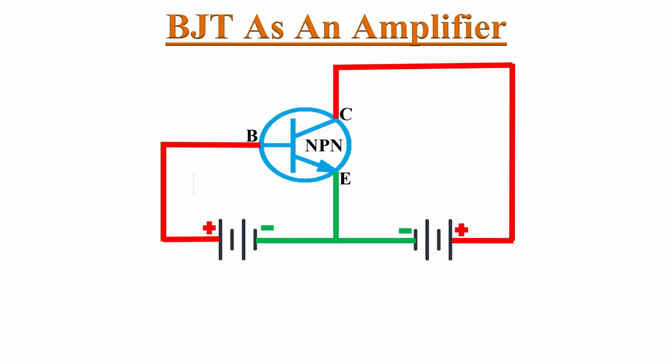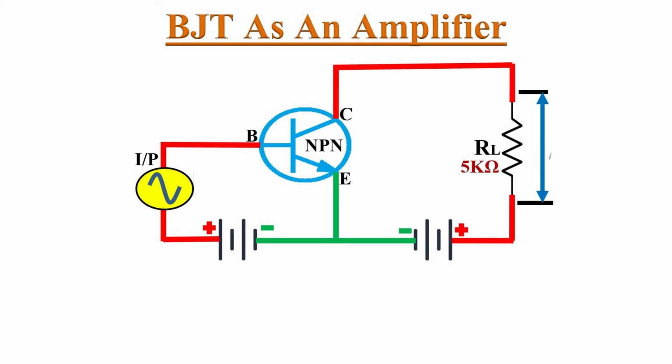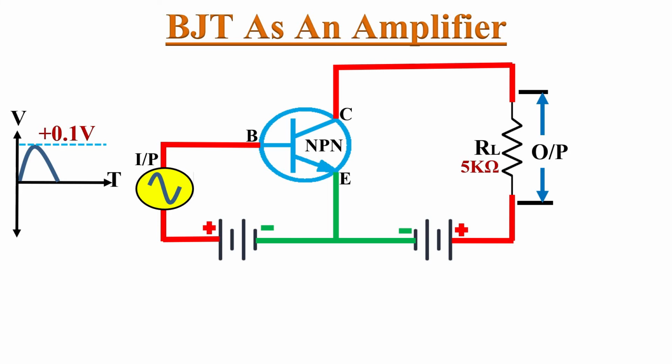We have applied bias voltage to the BJT. So the forward bias is maintained regardless of the polarity of the input signal. We will apply the input signal at the base and will measure output at the collector terminal across the 5 kilo ohm resistor RL. Let's apply a 0.1 volt positive sine wave at the input. Suppose it produces 1 milliampere base current. Due to this, the forward bias across the emitter base junction is increased. Therefore, more electrons will flow from emitter to collector via base. This obviously produces a change in collector current, which would also be 1 milliampere.